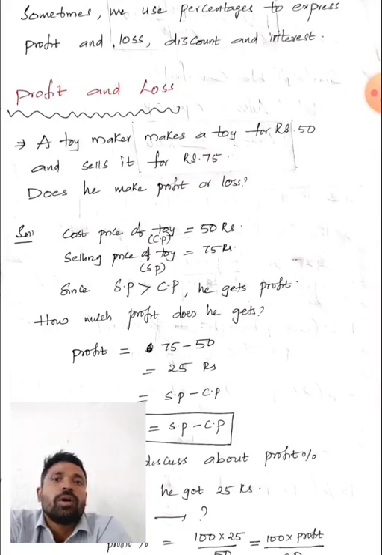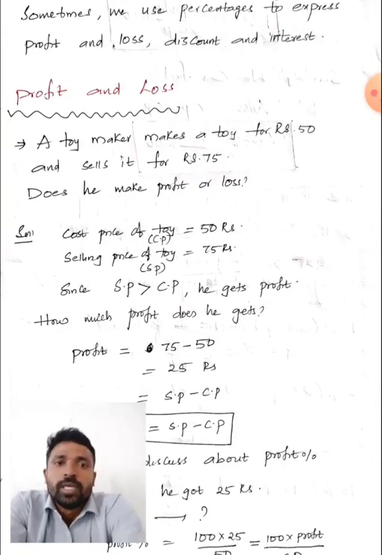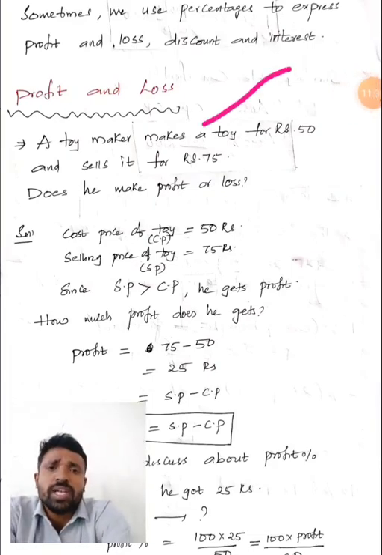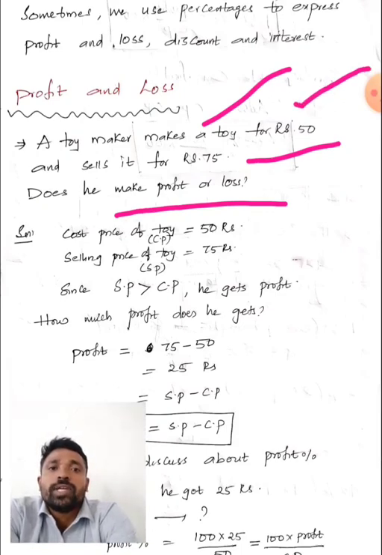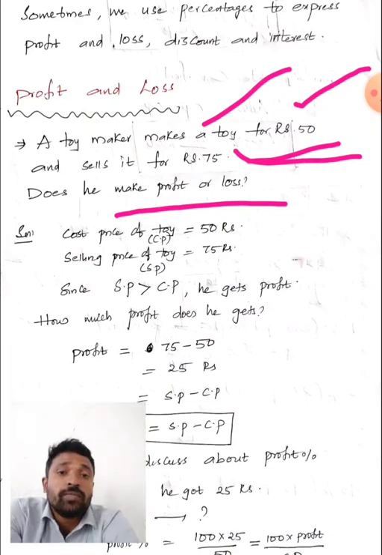Before discussing percentages on profit and loss, we have to discuss what is profit and what is loss. What is profit? Let us see one example here. A toy maker makes a toy for 50 rupees, and if he sells it for 75 rupees, does he get profit or loss? The amount he is spending on the toy is 50 rupees and he is selling that toy for 75 rupees. The manufacturing cost is 50 and he is selling that item for more than the manufacturing cost. Means he is selling for more money.